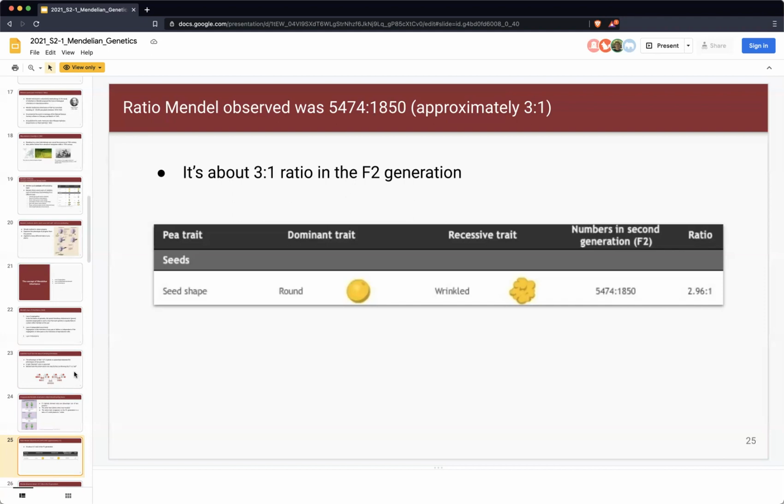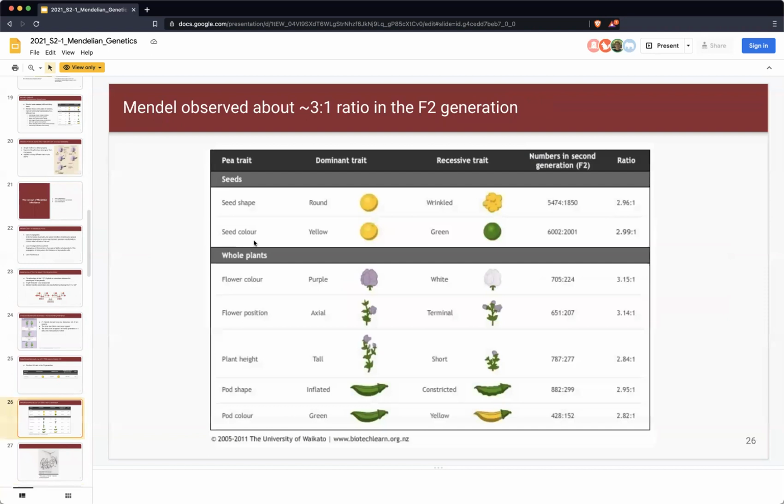So he's not just recording one trait, he's actually recording all different parts of the traits, like seed colors, flower positions, and so on. And that is also quantitatively measured. And this ratio is not exactly 3:1, it's approximately 3:1. Some traits are over 3:1, it's 3.15, 3.14, something. So the situation is that his measurement was quantitative and he tried to put it into that mathematical situation.